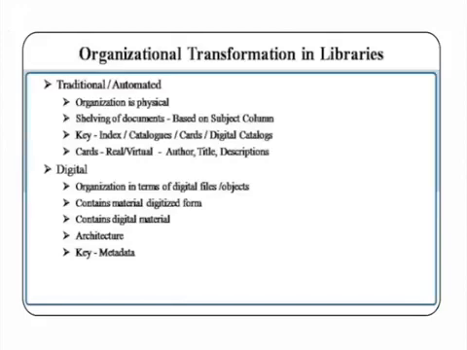The card can be real or virtual, and generally cards give the details about a document like author, title, description. In the digital collection also, the same thing is maintained. Organization in terms of digital file and object. The difference is that instead of a physical file, there will be a digital file or object, which contains the material in digitized form, that is the binary form.